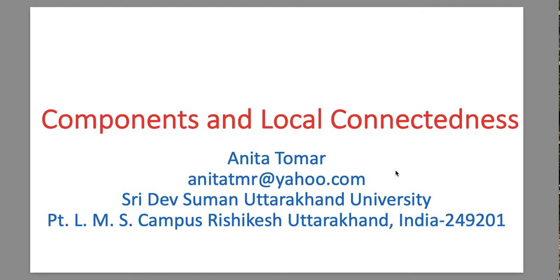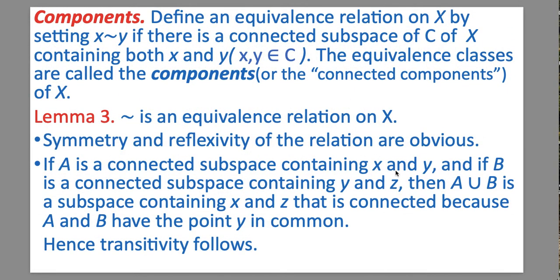Suppose we are given an arbitrary space X. There is a natural way to break it up into pieces that are connected or path connected. So, first of all, we will start by defining the component. Suppose we define an equivalence relation on X by setting x equivalent to y if there is a connected subspace C of X containing both x and y, meaning x and y are elements of C. The equivalence classes are called the components or the connected components of X.